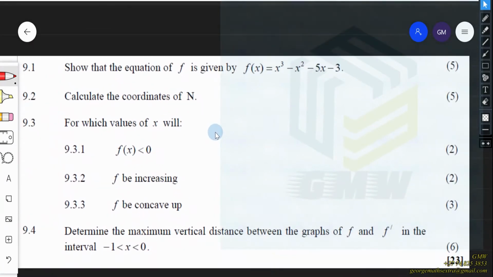The first question says, show that the equation of f is given by f of x equals x cubed minus x squared minus 5x minus 3. Now, when a question says show that, it means whatever we are having here is our answer, and now we want to find how we can arrive at this answer.